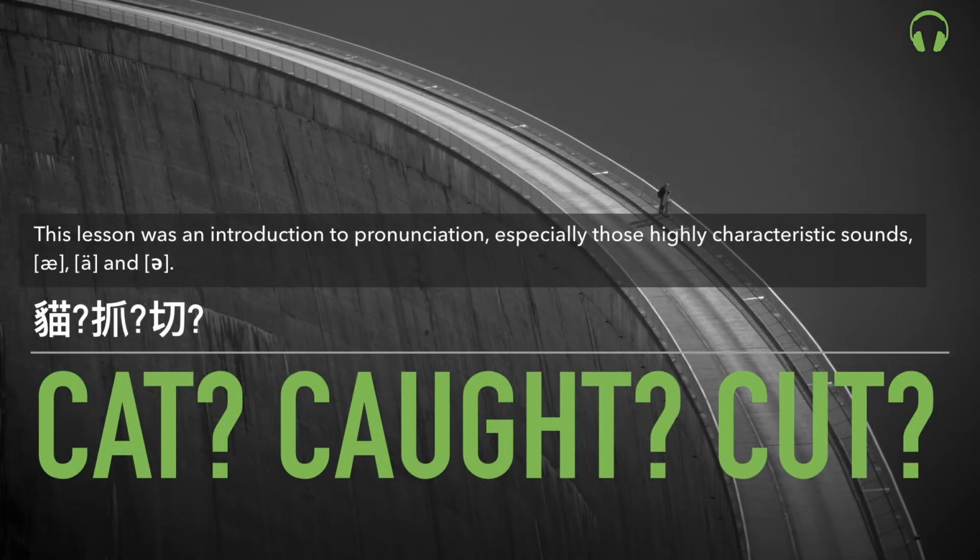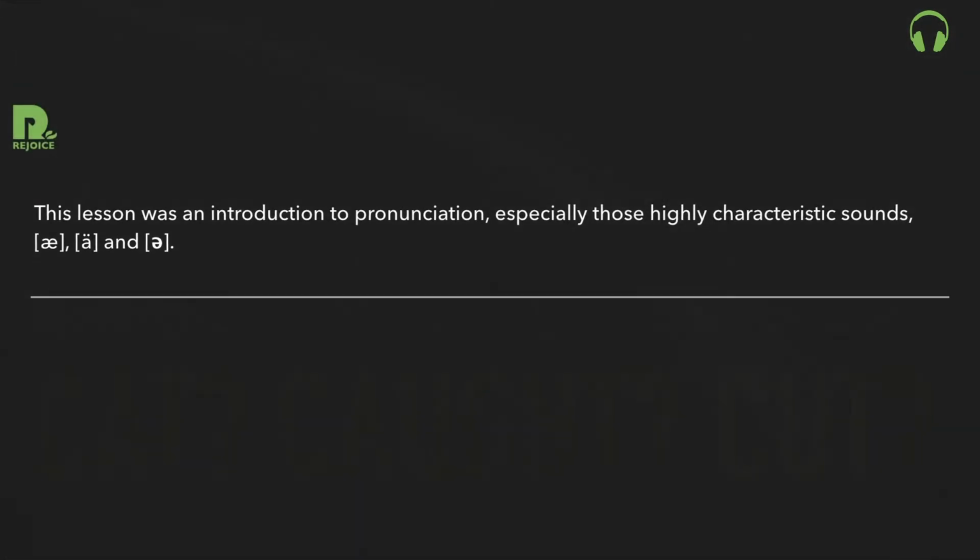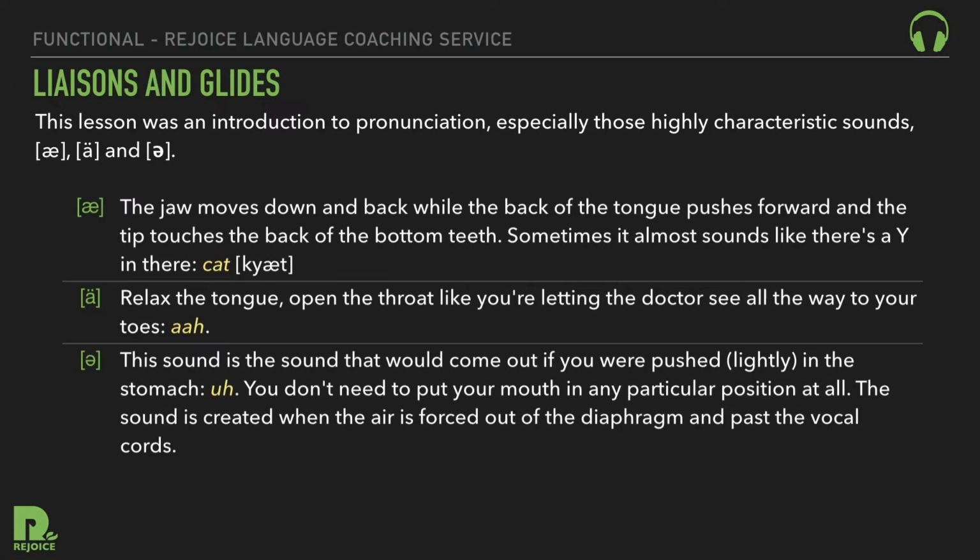Cat, caught, cut. This lesson was an introduction to pronunciation, especially those highly characteristic sounds, ah, and ah. The jaw moves down and back while the back of the tongue pushes forward and the tip touches the back of the bottom teeth. Sometimes it almost sounds like there's a Y in there. Cat. Relax the tongue. Open the throat like you're letting the doctor see all the way to your toes.